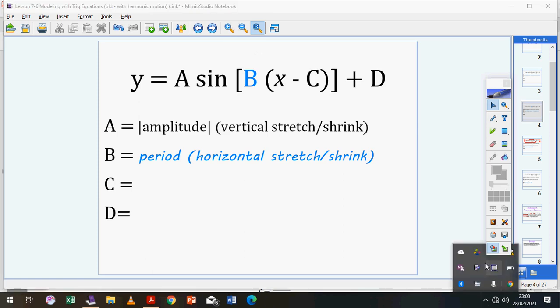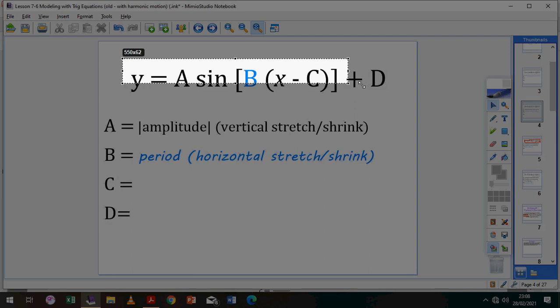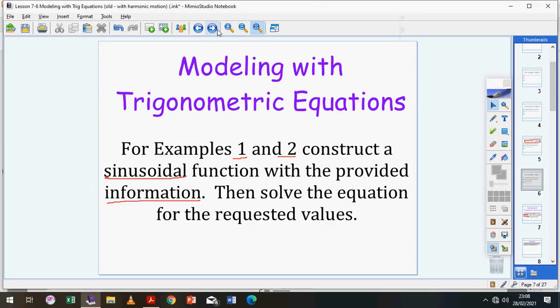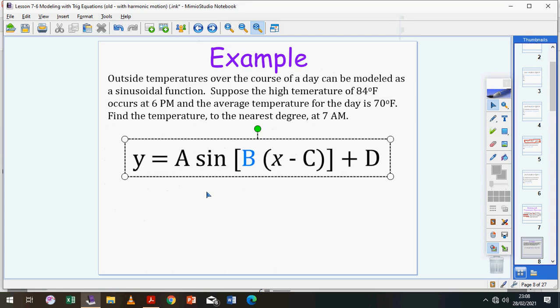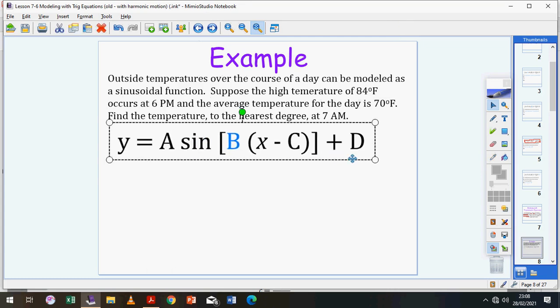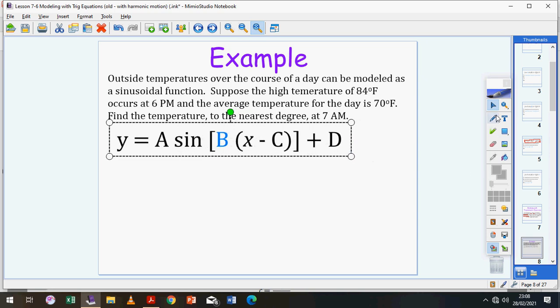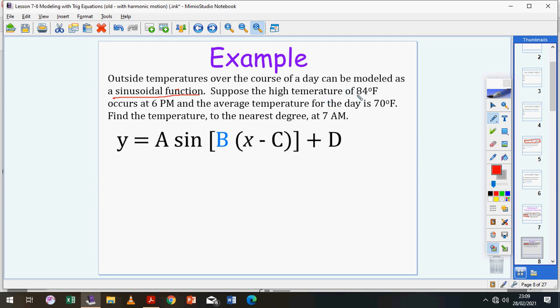Copy the equation. Paste. Okay. It says the outside temperatures over the course of a day can be modeled as a sinusoidal function. That's nice. That means it's repeating. Suppose the high temperature is 84 degrees Fahrenheit. Now it's starting to give us information.